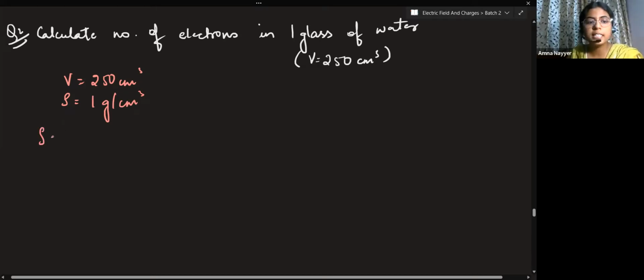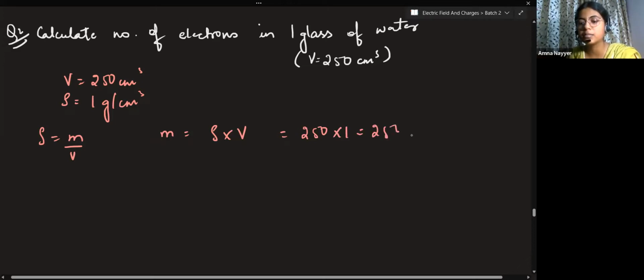Now see, density is equal to mass by volume. So mass will be what? Density multiplied by volume. So mass of water will be what? 250 multiplied by 1. That gives you 250 grams again. Now you have mass of water as 250 grams.